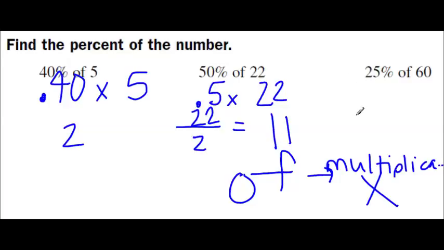And 25% of 60, that's 0.25 times 60. When I do the little bit of multiplication, there is a 0 there. I get 15 as my final answer.